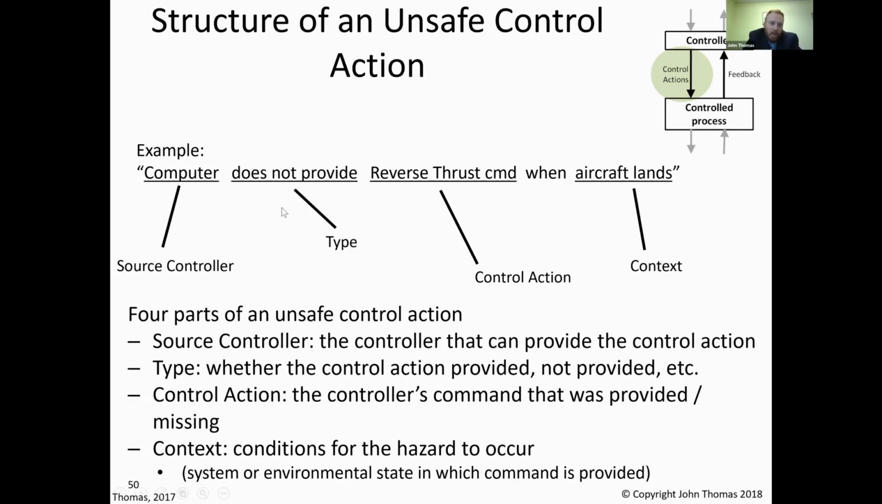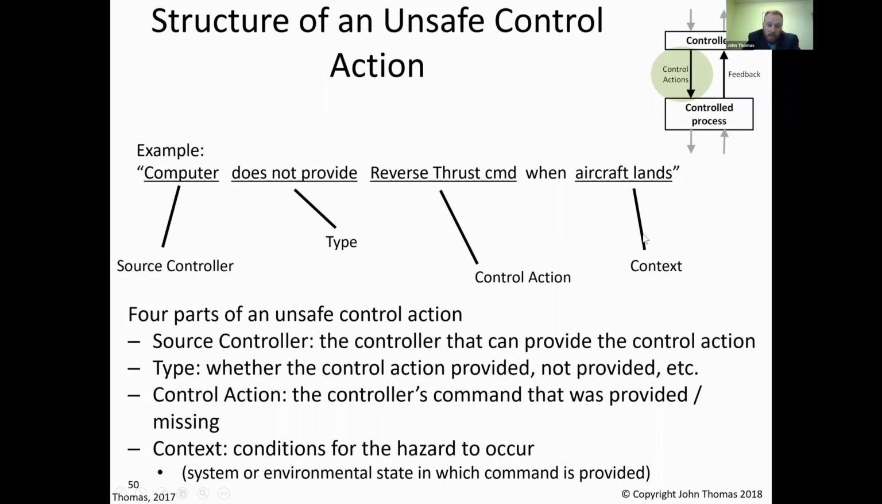So if I told you the computer does not provide this command, let's say at 8:30 a.m. this morning, was that unsafe? You'd say, well, I have no idea. What's the context? What's the environment where that happened? The context always matters for safety. So if I told you the aircraft landed and the computer did not provide this reverse thrust command, then you'd say, wow, that's very dangerous. That's something we never, ever want to happen. So this is the structure of an unsafe control action.